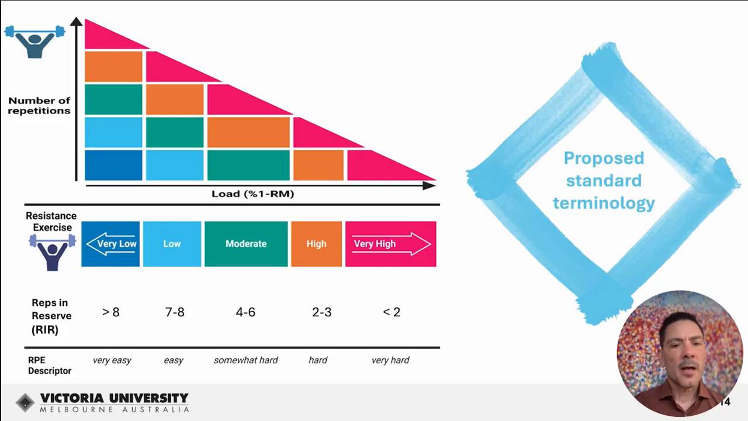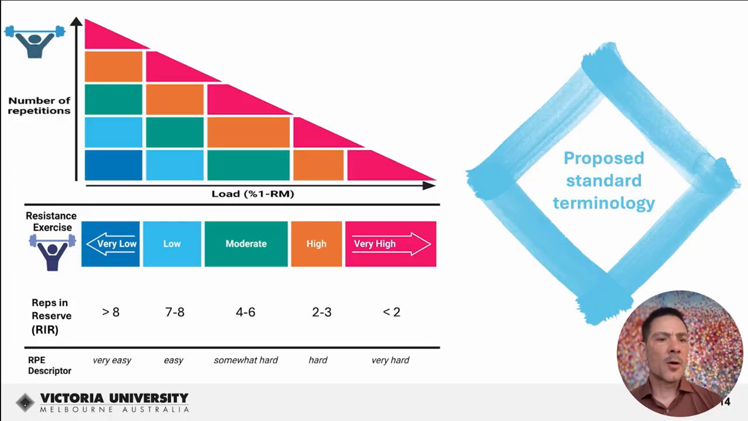And so a method that's becoming more and more popular is the one that we suggest in this position stand, which is using repetitions in reserve. Because really what that's telling us is how close you are to not being able to lift anymore, and that will be in determining the intensity. So you can see here that whatever the load you're lifting, if you get to the point where you think you can't lift it more than 2 times, then that would be a very high intensity exercise and would be described as very hard.